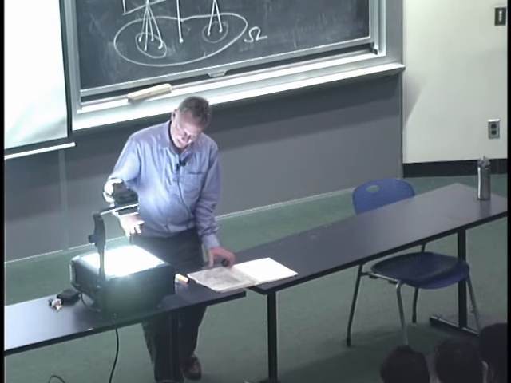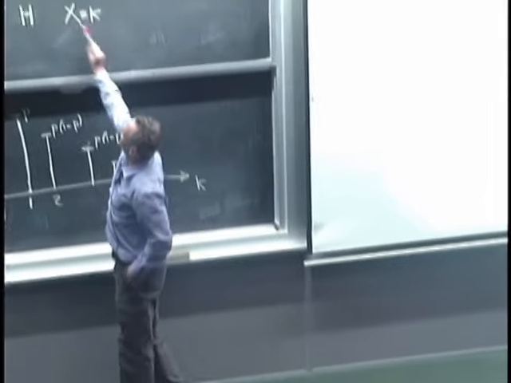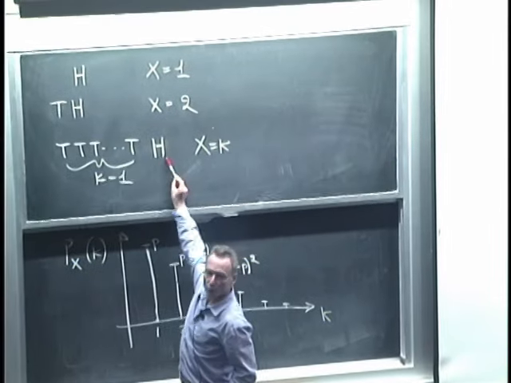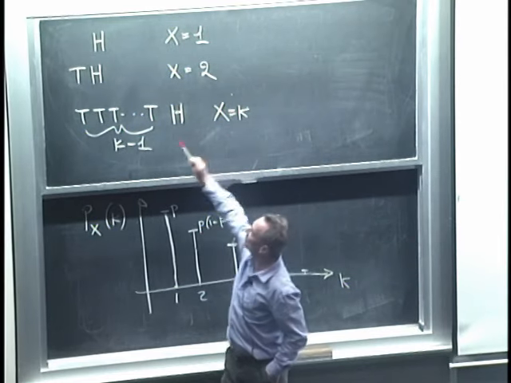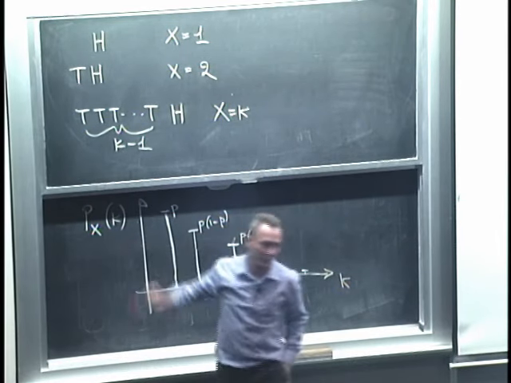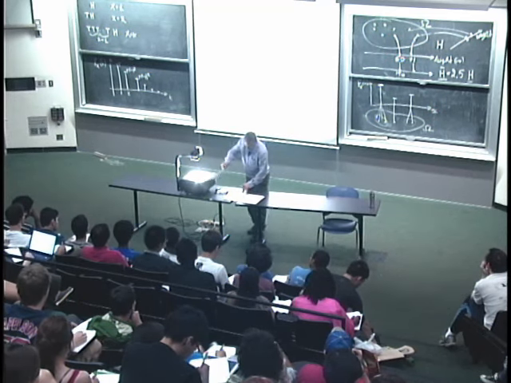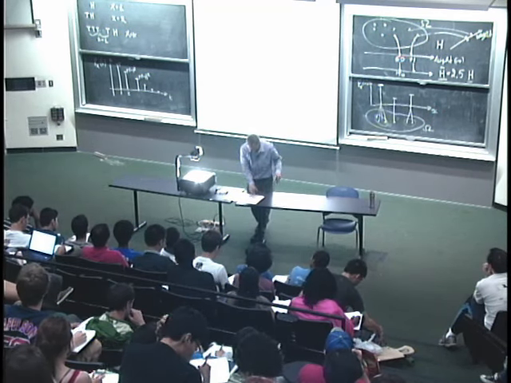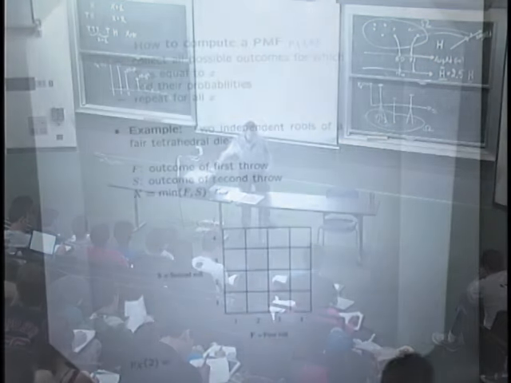So this was an example of how to compute the PMF of a random variable. This was an easy example because this event could be realized in one and only one way. So to find the probability of this, we just needed to find the probability of this particular outcome. More generally, there's going to be many outcomes that can lead to the same numerical value, and we need to keep track of all of them.